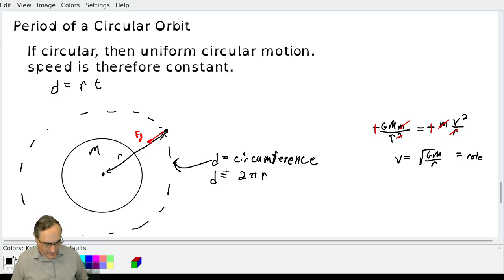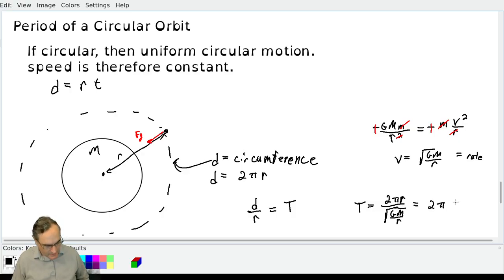That means we can find our time. So distance divided by rate will give us the time, the period. And that means the period is going to be 2 pi r divided by the square root of G mass of central body over r. We can take this r and move it around a little bit. We can take it inside of the square root. So if we square it, we can bring it inside the square root. As for the square root, we can do an invert and multiply with it.